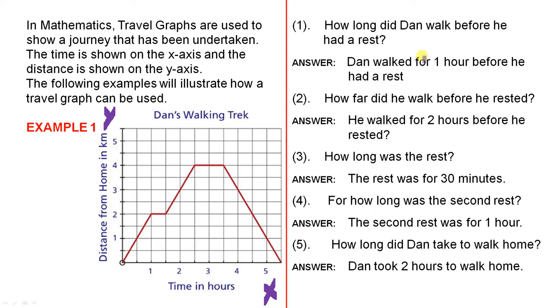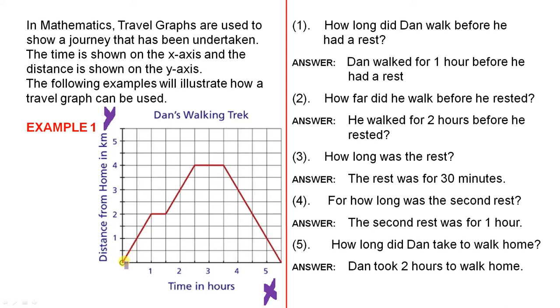The first question says, how long did Dan walk before he had a rest? So we're looking for time. We follow the line because there's a slope here. Whenever there's a slope, that means walking is taking place. As soon as we see a horizontal line, that means no walking is taking place. The time is taking place, but there's no movement in the vertical direction, so there's no walking.